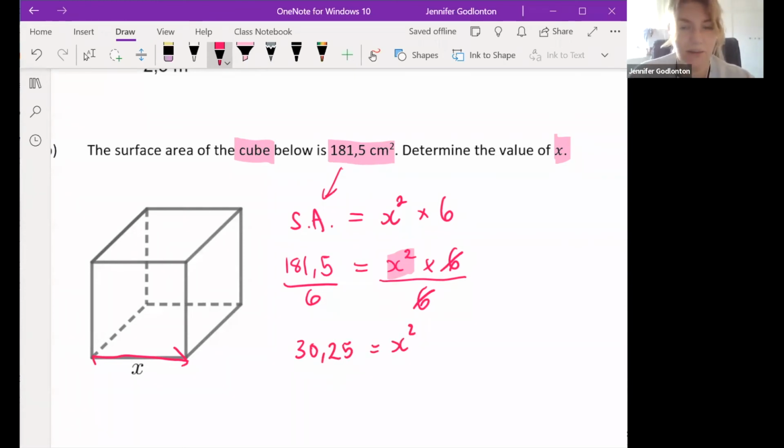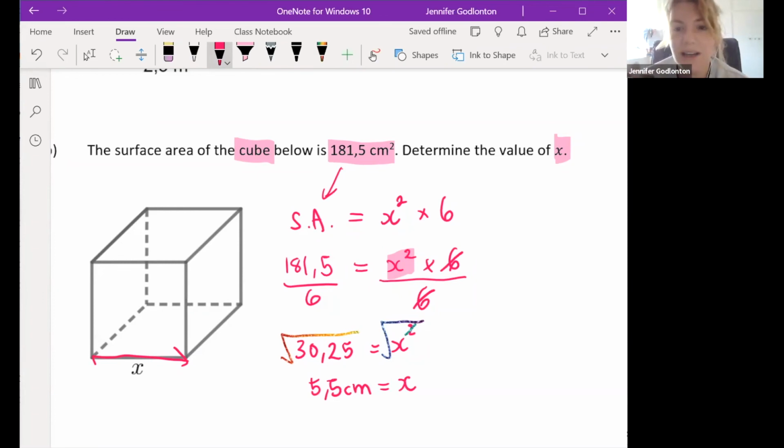Now, lots of people got there from what I could see in the chat. Now we just need our final answer, and we can see that this is x squared. So if x needs to be alone, we're going to square root both sides so that it cancels out that square. And so the square root of 30,25 gives us 5,5. We're going to say 5,5 centimeters is equal to x.